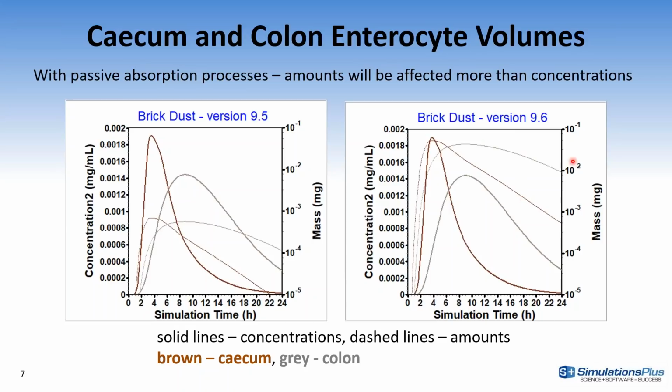But with the updated volumes of the enterocytes, it will take more drug to reach that concentration. So the amounts of the drug that might temporarily reside in the enterocytes, and those are shown in these dashed lines, again cecum and colon here, and shown on the right scale, will be now higher. It's not a significant amount of the drug that will be retained there, but those are the major differences that you should expect.